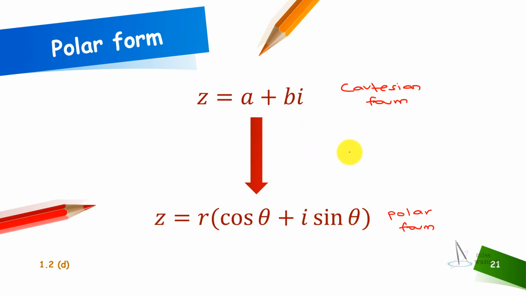One thing that you should take note of is that whenever we want to write our polar form, we have to make sure that z is already in Cartesian form. That is the most crucial step. You need to make sure that z is in Cartesian form first before we can obtain our polar form.